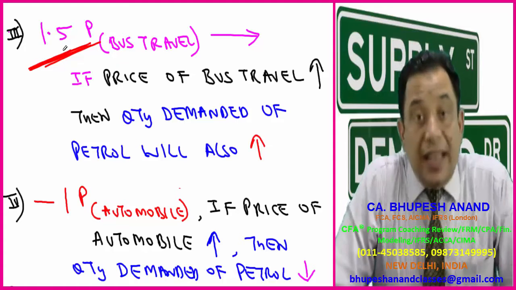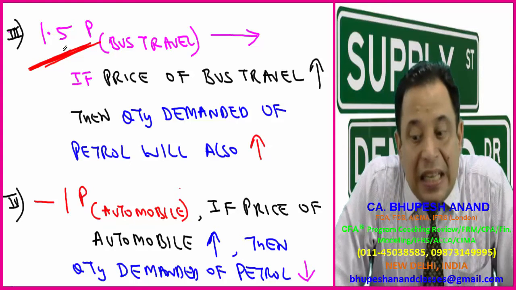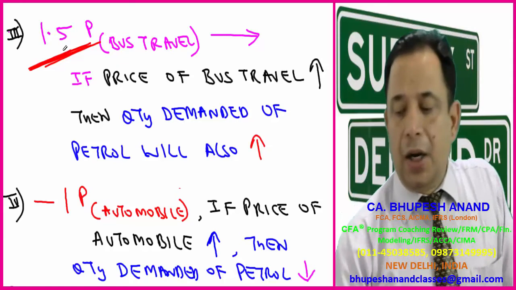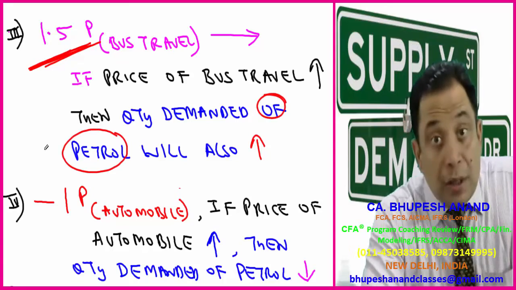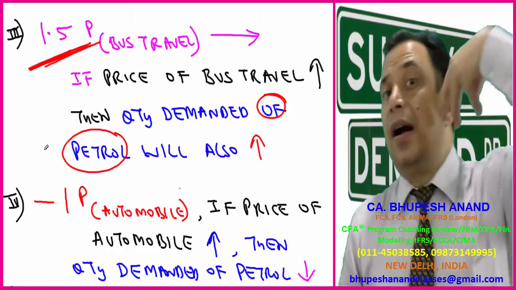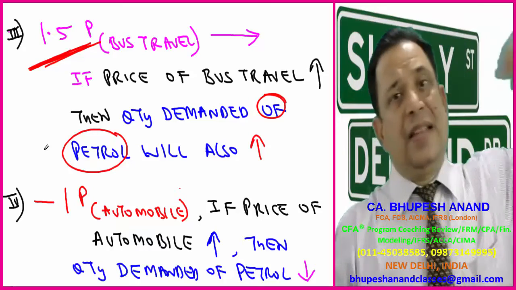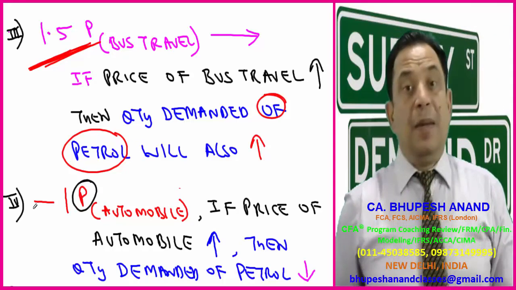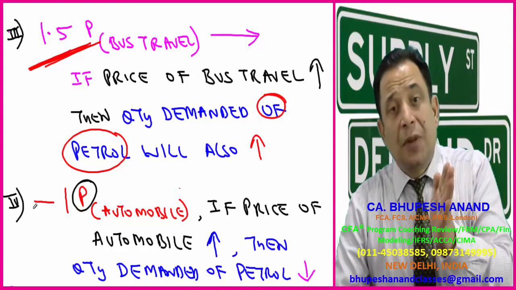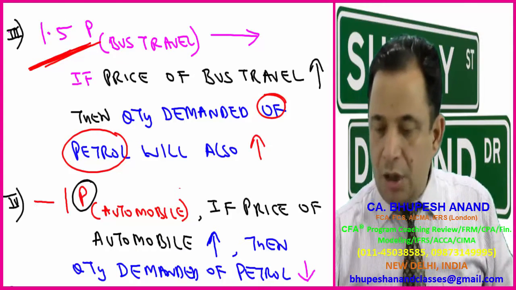You're getting the point? If the price of bus travel increases, then the quantity demanded of petrol will also increase, because people will no longer go on the bus, rather they will move to their personal cars, and hence the consumption of petrol will increase. Minus 1p means there is a negative relationship with complementary products and a positive relationship with substitute products. So I have prepared this.